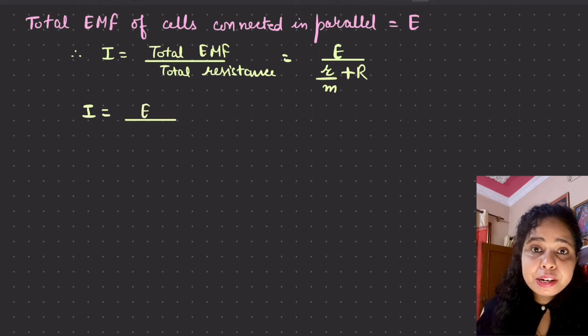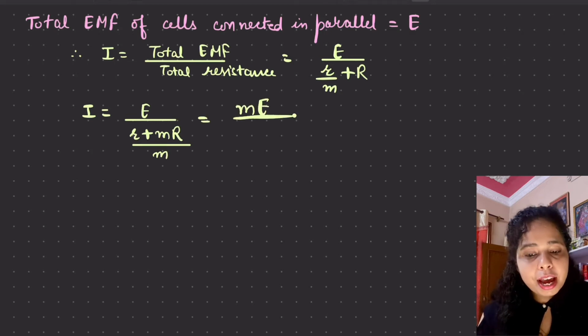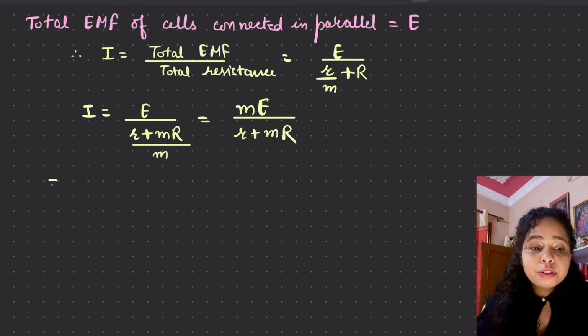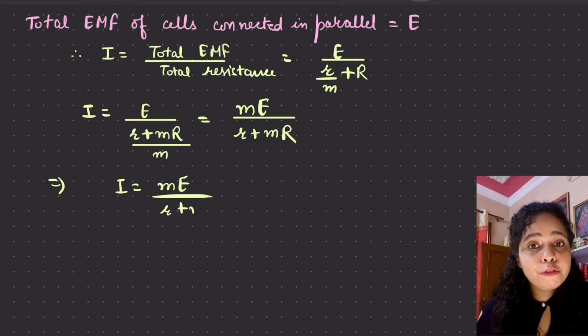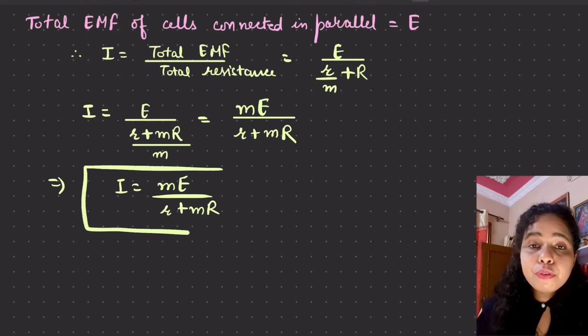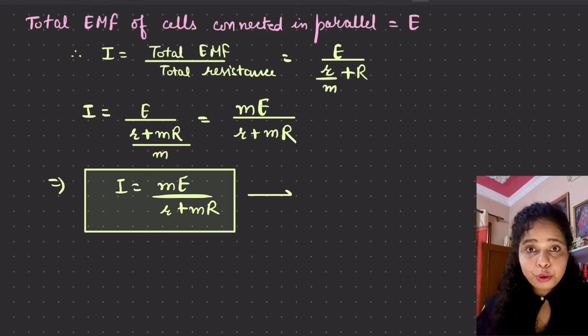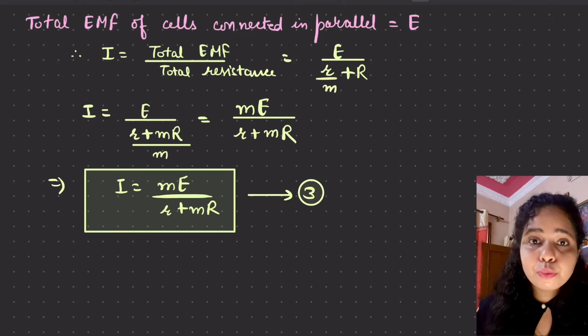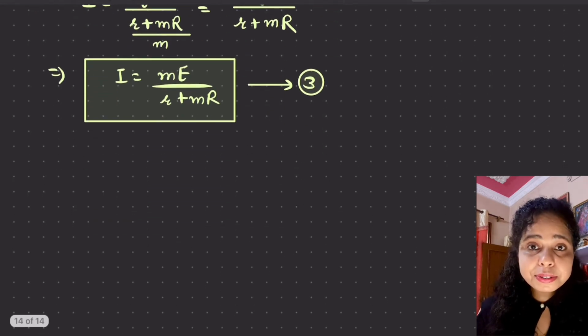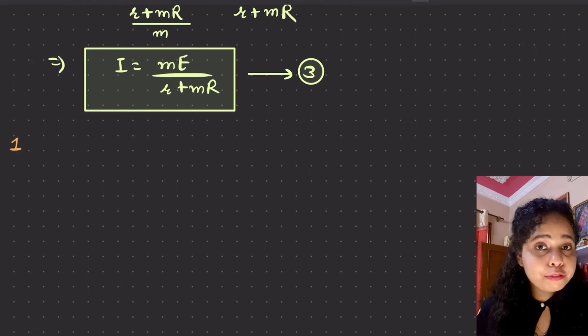Taking the LCM in the denominator, we have E upon r plus m into capital R divided by m, and taking the m to the numerator, we have I is equal to mE upon r plus mR. So this is the final equation which tells us the total current which will flow through the circuit when we group m number of cells in parallel. Now we need to calculate the same kind of thing, that is, when will maximum current flow through the circuit and when will minimum current flow through the circuit.